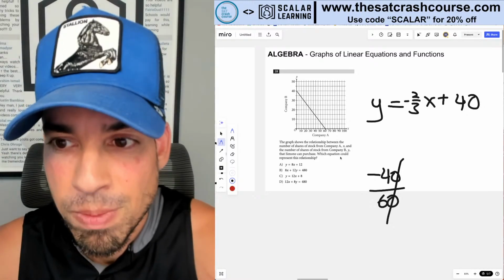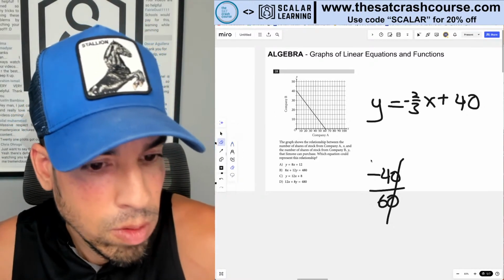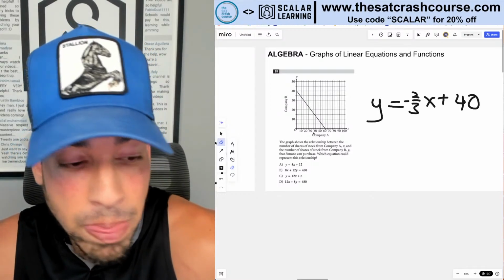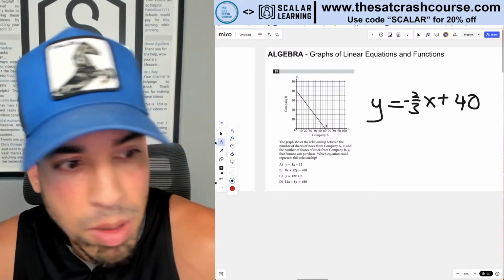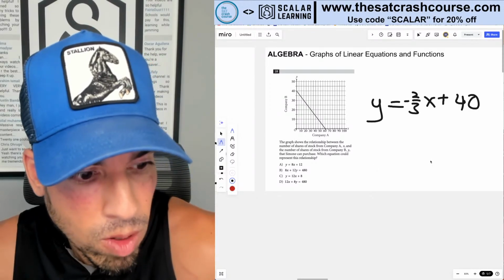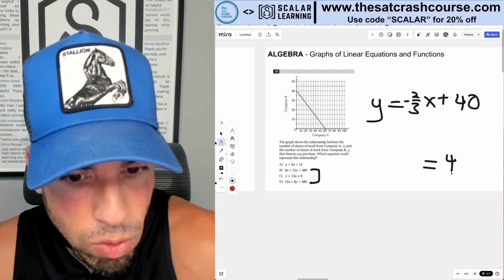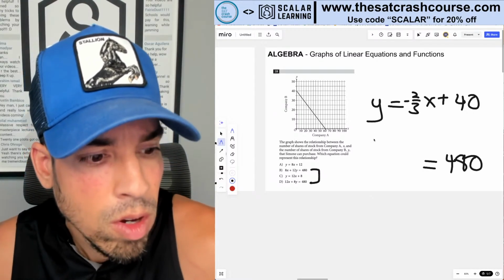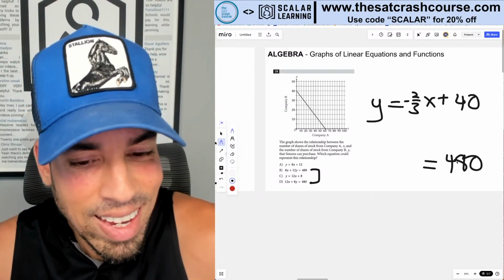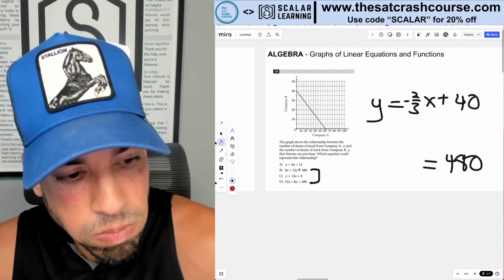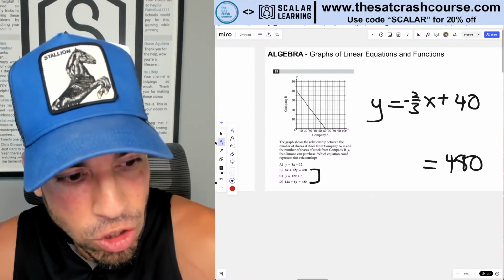I don't see that option, so that's not there. Can we take this and put it into standard form and then find the right answer? Absolutely. But another nifty way to do this is as follows. For both of these, I see a standard form of 480. Now I can take my y-intercept. Actually, is this the best way to show you guys?